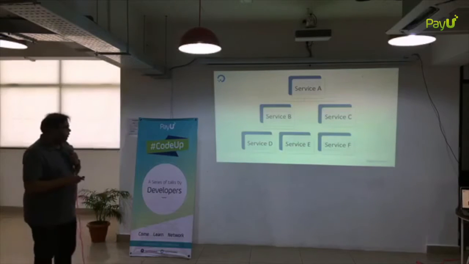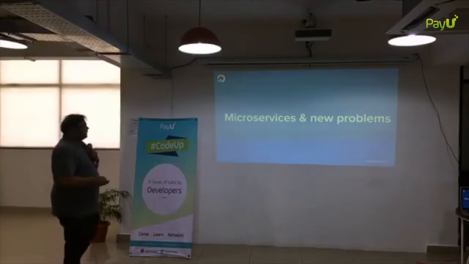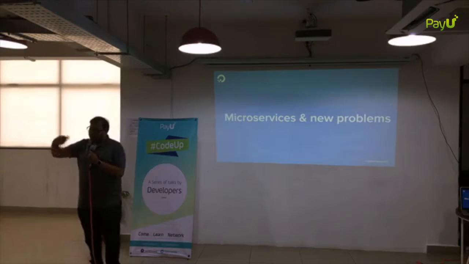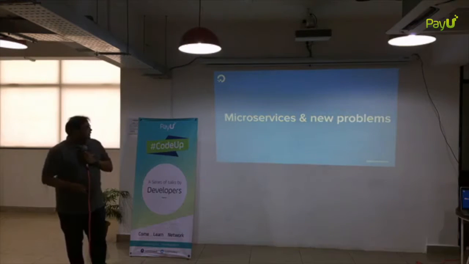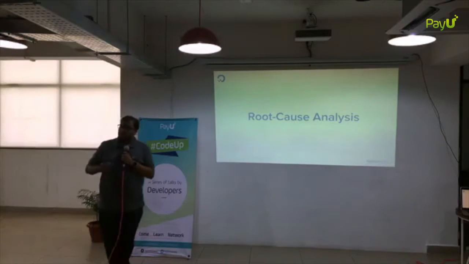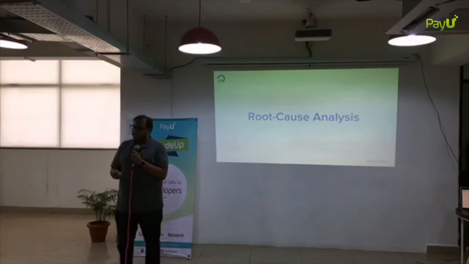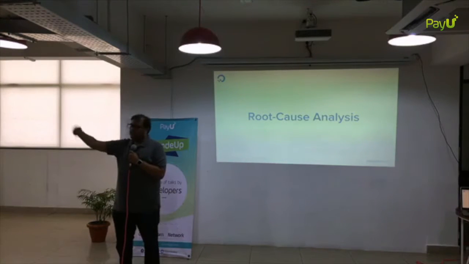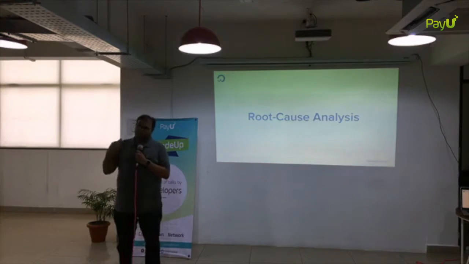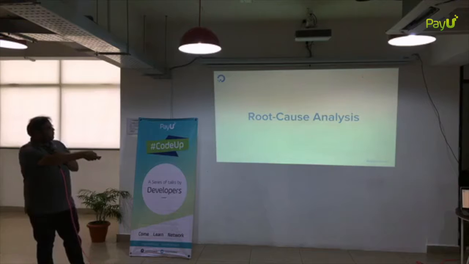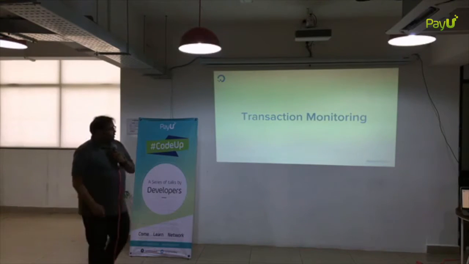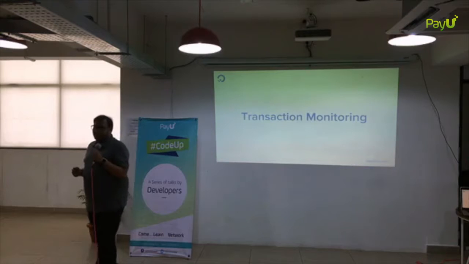And I'm just talking about microservices problems here. Whenever you start using the microservice architecture in your applications, new problems definitely arise. One is root cause analysis. When you have to do a root cause analysis of a particular request, why the request failed, why there is latency in a particular request, it's very difficult because it touches more than 15 to 20 services to actually serve a particular request, right? So transaction monitoring becomes difficult, right?